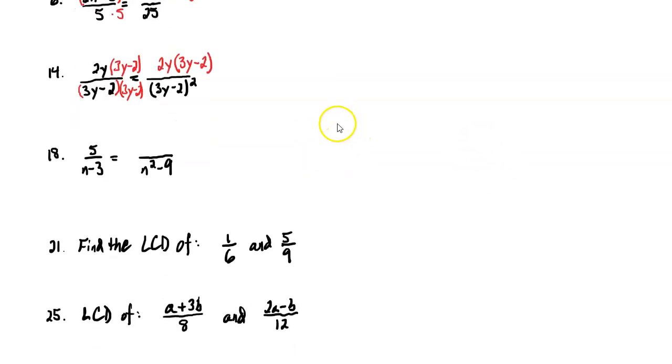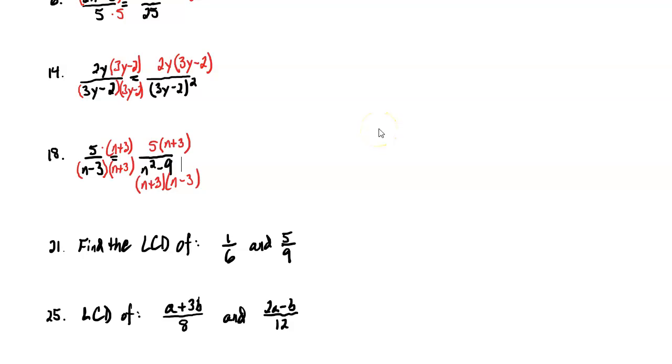And number 18 is the same idea. Find a fraction that's equivalent to 5 over n minus 3, but has this new denominator. N squared minus 9 is the difference of squares. It factors as n plus 3 times n minus 3. Comparing the two denominators, we can see that the first fraction has the n minus 3, but is missing the n plus 3. So we decide to multiply by n plus 3, and in the top, so our new fraction needs to have the numerator 5, and then in parentheses, n plus 3.